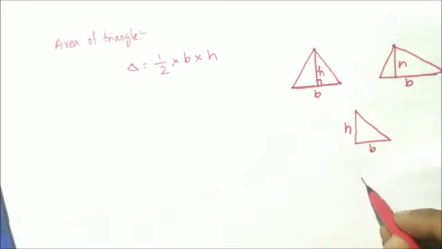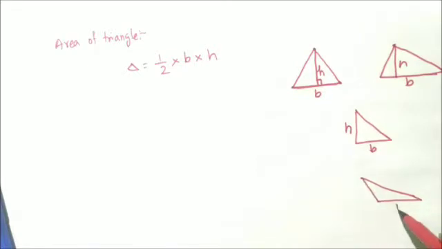Now one more thing, suppose our triangle looks like this one, then the height will be what? If this is the base, then the height will be this one. The height is outside of the triangle, right? This will be the height. This is the perpendicular, right? So height can be present outside the triangle also.